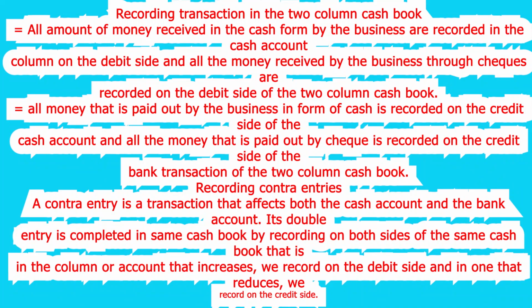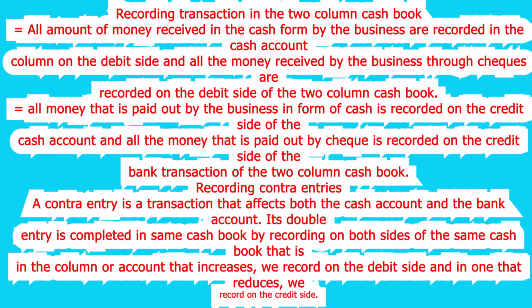Then let us now look at recording transactions in the 2-column cash book. All amounts of money received in cash form by the business are recorded in the cash account column on the debit side, and all the money received by the business through checks is recorded on the debit side of the bank account. All money that is paid out by the business in the form of cash is recorded on the credit side of the cash account, and all the money that is paid out by check is recorded on the credit side of the bank account of the 2-column cash book.